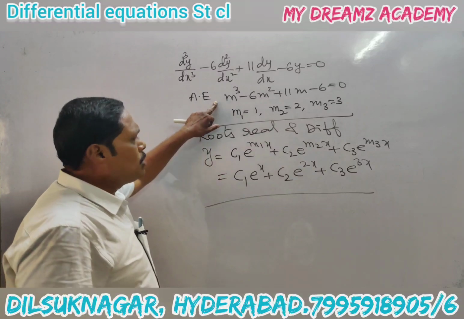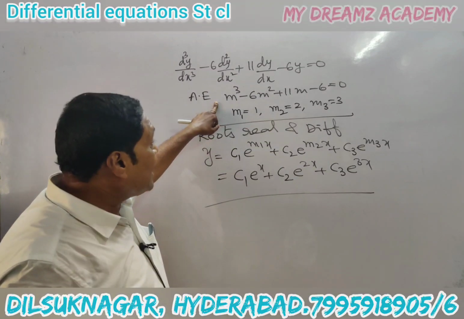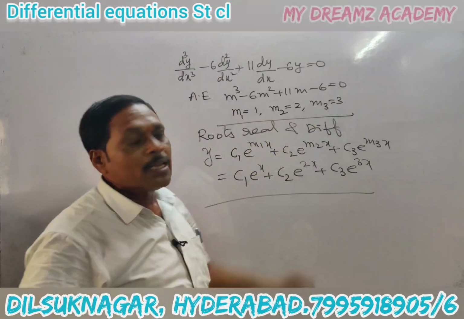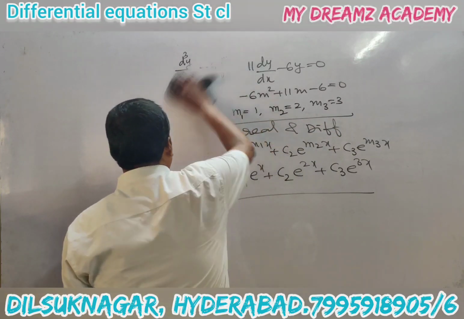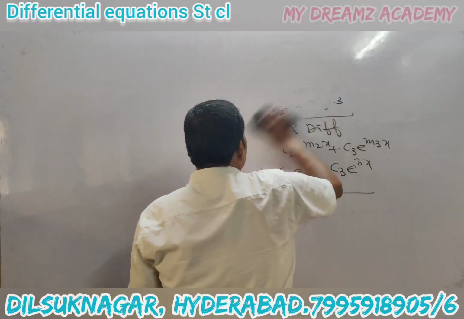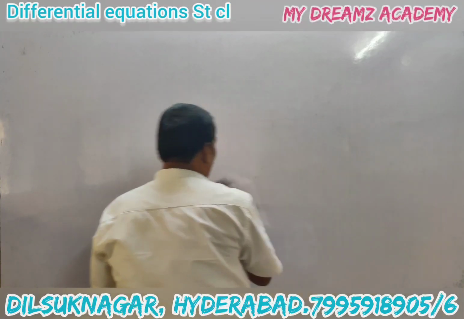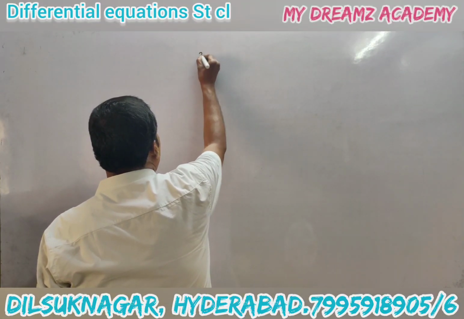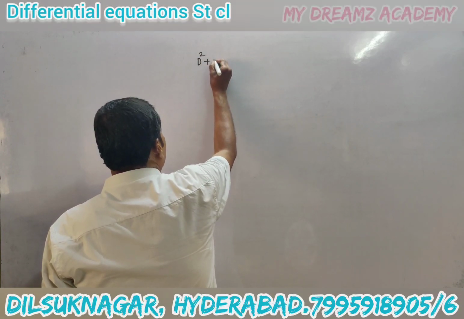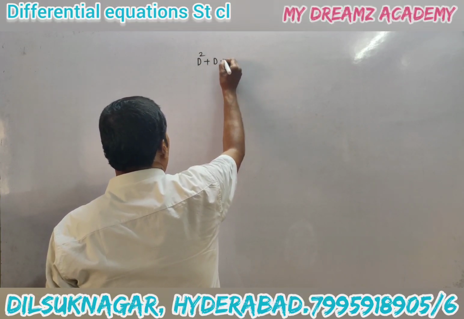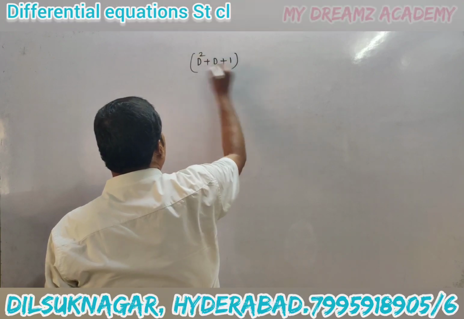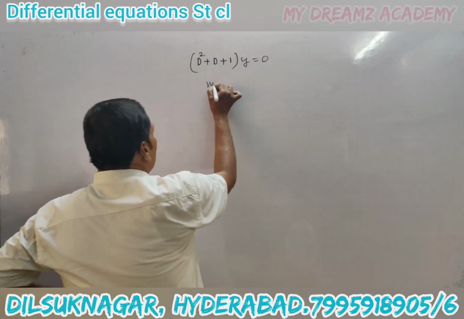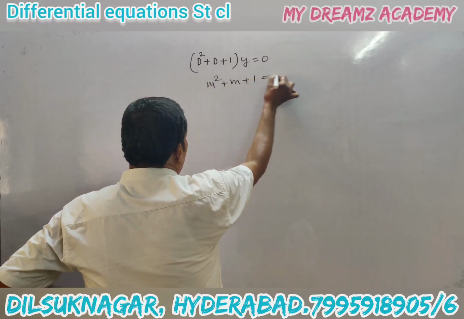Okay, finding the roots is a little bit difficult, but you can verify the roots in the options. So you take the option and verify whether it satisfies the auxiliary equation or not. That is enough. Okay, now see one more, (D square plus D plus 1) y is equal to 0. See this, the auxiliary equation is m square plus m plus 1 is equal to 0.